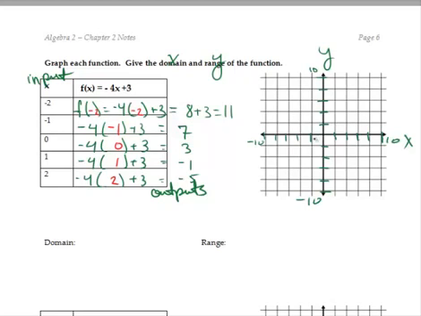So -2 comma 11. So this is -2, and 11 would be up here. -1 comma 7. Remember, -1 is going to fall halfway now. 2, 4, 6, and there's 7. So -1 comma 7. 0 comma 3. 1 comma -1. And 2 comma -5.